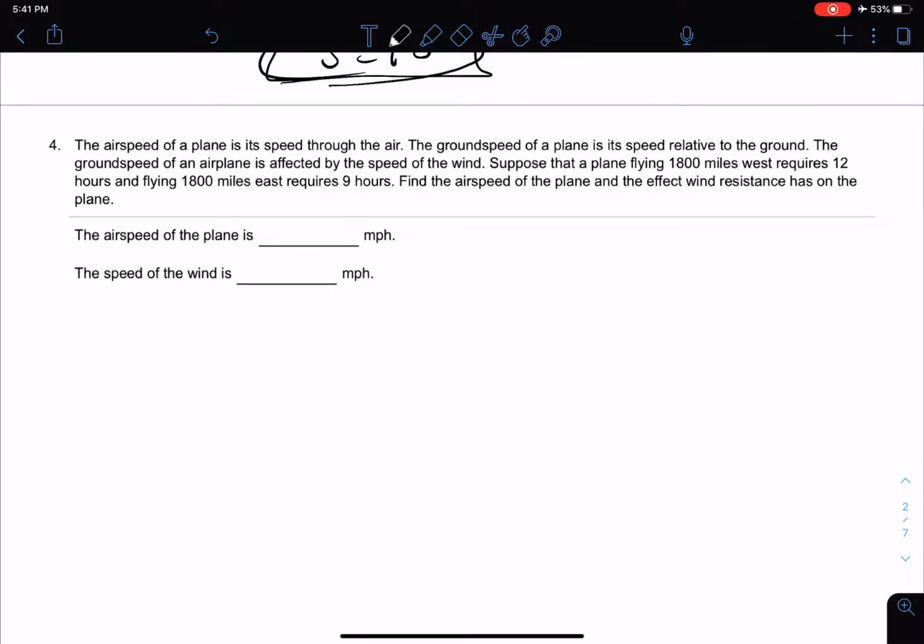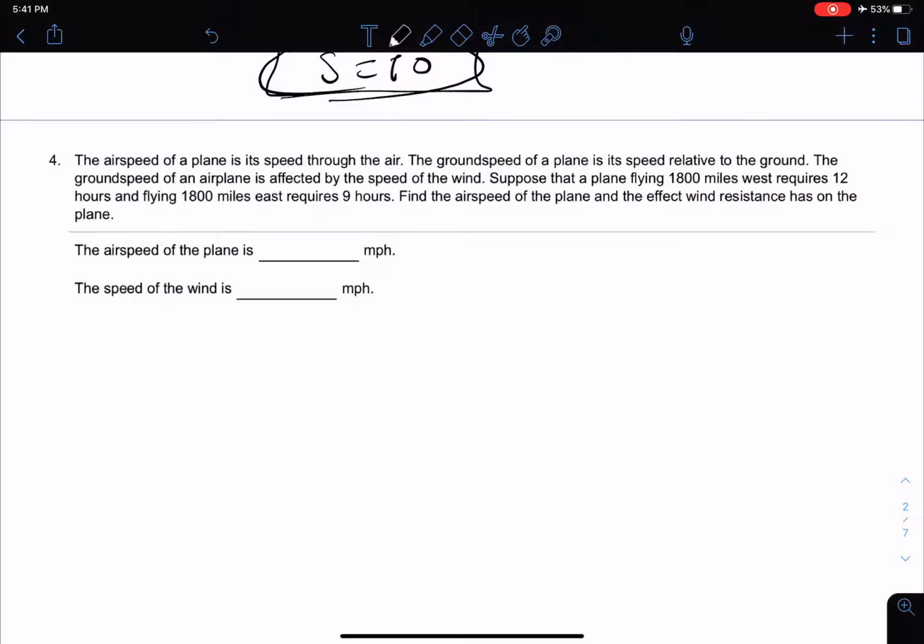Here's the first attempt at this. Ooh, I just zoomed into nothing there, into a speck, I guess. It says the airspeed of a plane is the speed through the air. The ground speed of a plane is the speed relative to the ground. The ground speed of an airplane is affected by the speed of the wind. So we're really looking for the ground speed. I'm sorry, we're looking for the airspeed.